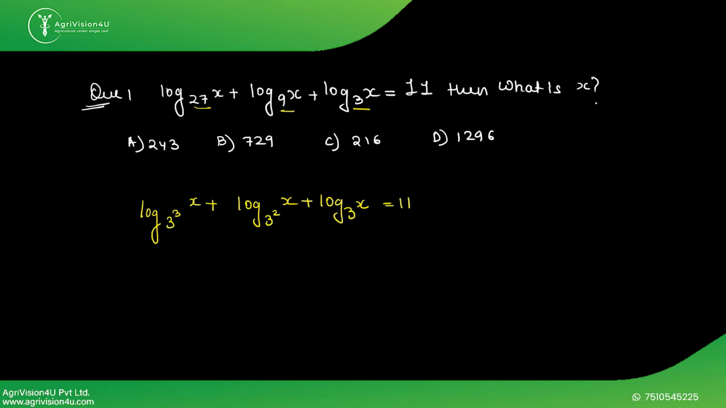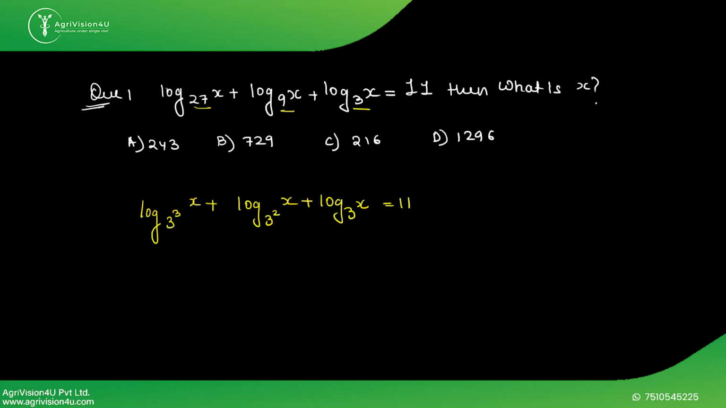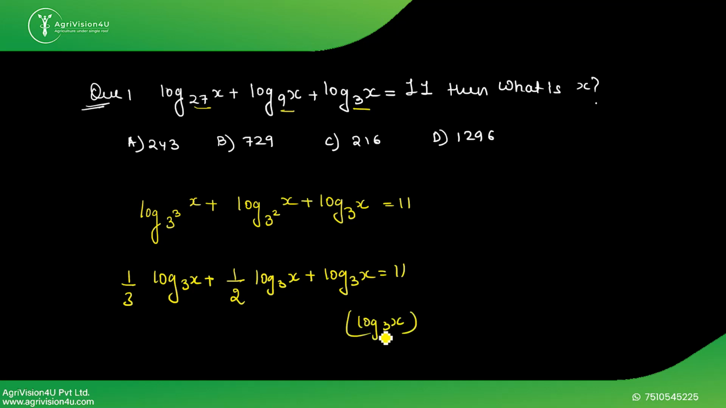Now, if I go back and see what relations I can use here, it is this one, where I'm having the power on the base. So I can write 1 upon 3 log 3 x, and from here 1 upon 2 log 3 x, and here nothing, log 3 x is equal to 11. Now I can take log 3x common: log 3x times 1 upon 3 plus 1 upon 2 plus 1 is equal to 11, right? Now if you solve this, what you will get?